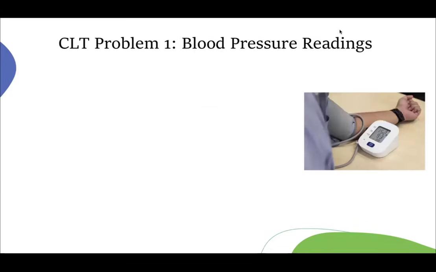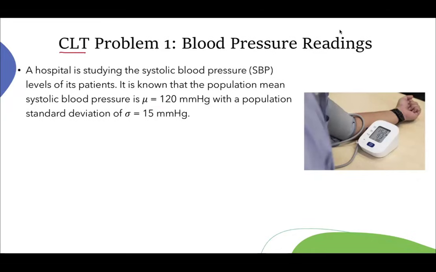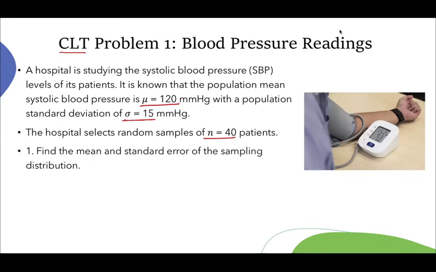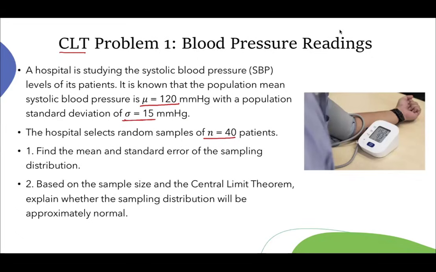Let's look at central limit theorem problem number 1, blood pressure readings. A hospital is studying the systolic blood pressure level of its patients. It's known that the population mean blood pressure is mu equal 120 and the population standard deviation is 15. A hospital selects random samples of 40 patients. Find the mean and standard error of the sampling distribution.